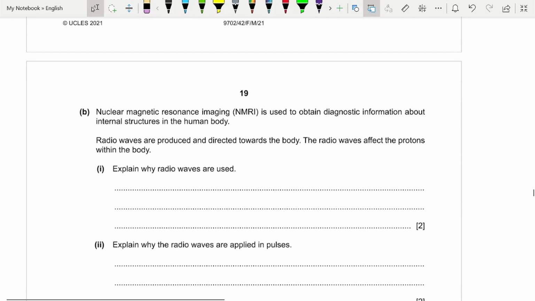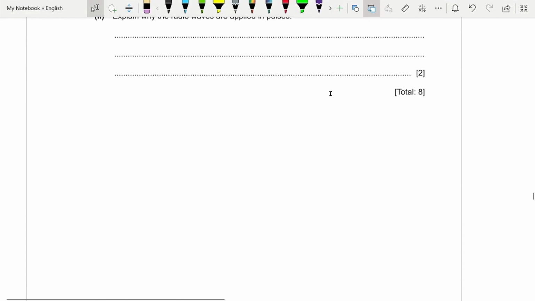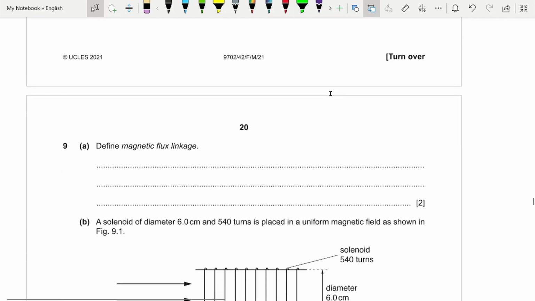A. Okay, this is NMR, not really in our syllabus anymore. We're not going to talk about that. If you're very interested, go and research, guys. Very, very interesting topic. Okay, number 9, define magnetic flux linkage.